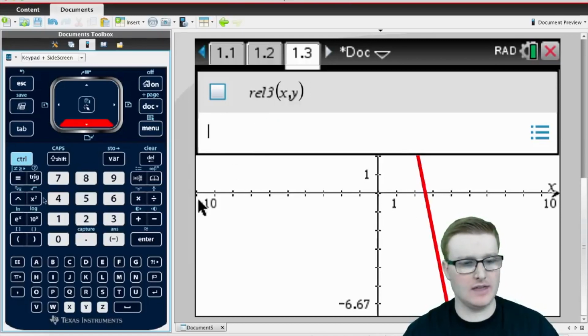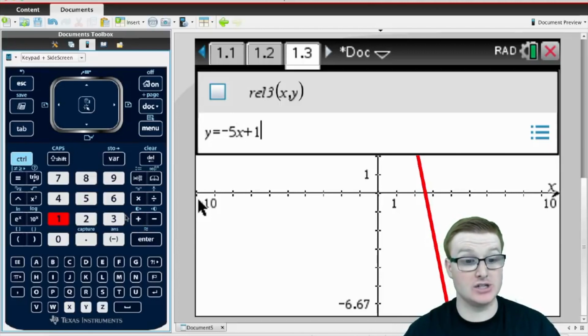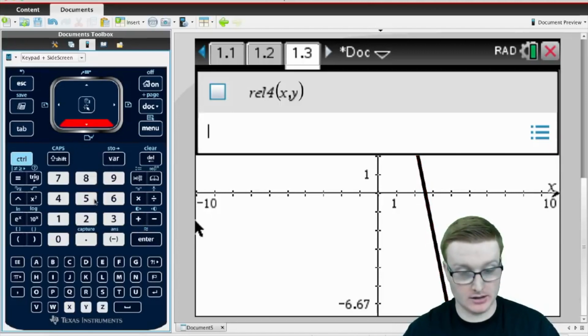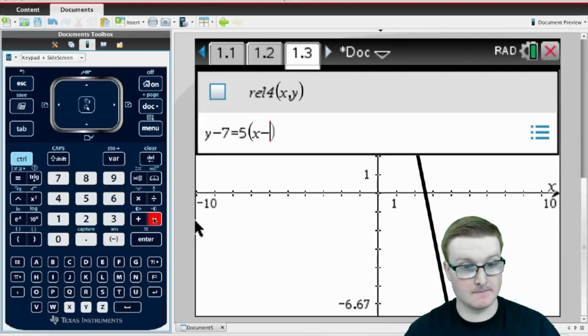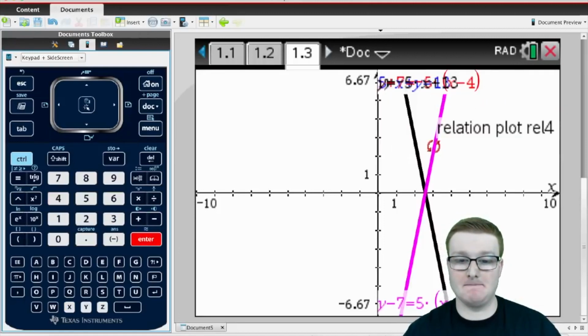Oh, look at that. Just by looking at the graph, it looks like all of these are the same line. Or the first three, I should say. Look at that. They're all overlapping each other. Except the last one, y minus 7 is equal to 5 times x minus 4. Look at that. You see?